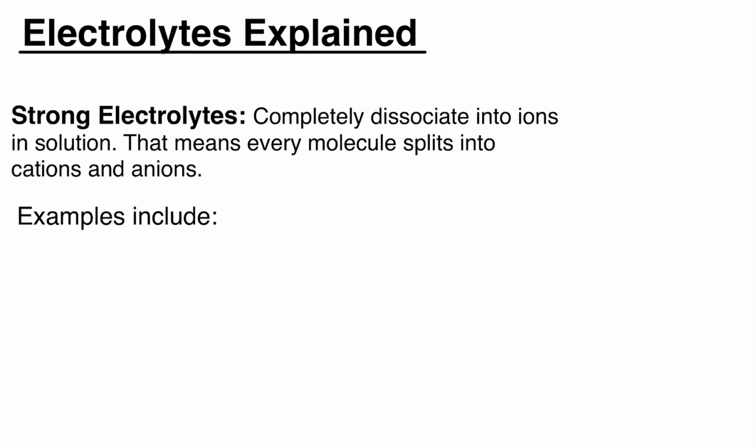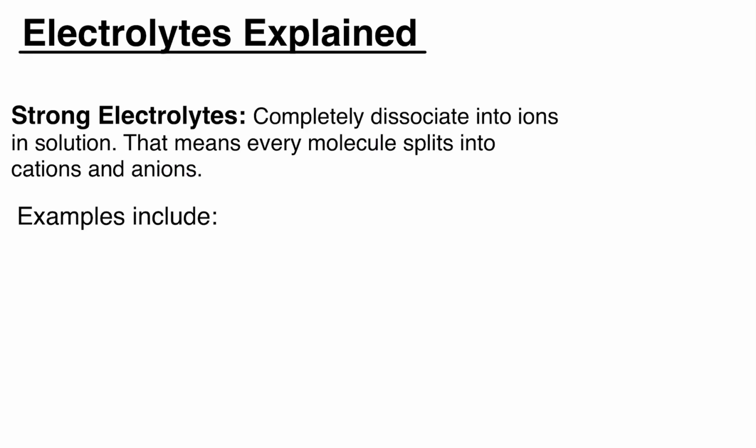Hey everyone, so in today's video, we're going to be breaking down strong, weak, and non-electrolytes. So firstly, what are electrolytes? Electrolytes are substances that conduct electricity when dissolved in water. They do this by producing ions, and it's important to note that not all electrolytes behave in the same way. Now that we know that, let's go over the three different types.